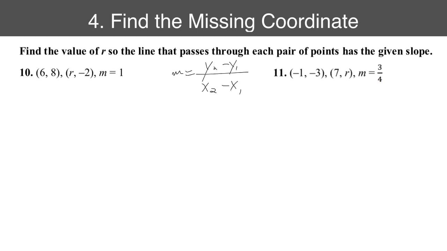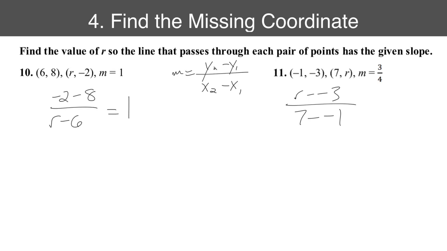So let's set it up. It would be negative 2 minus 8 over r minus 6 equals 1. Let's go and set up number 11. It would be r minus negative 3 over 7 minus negative 1. Now, after we set them up, we're going to be solving for r. That's what we're trying to find.